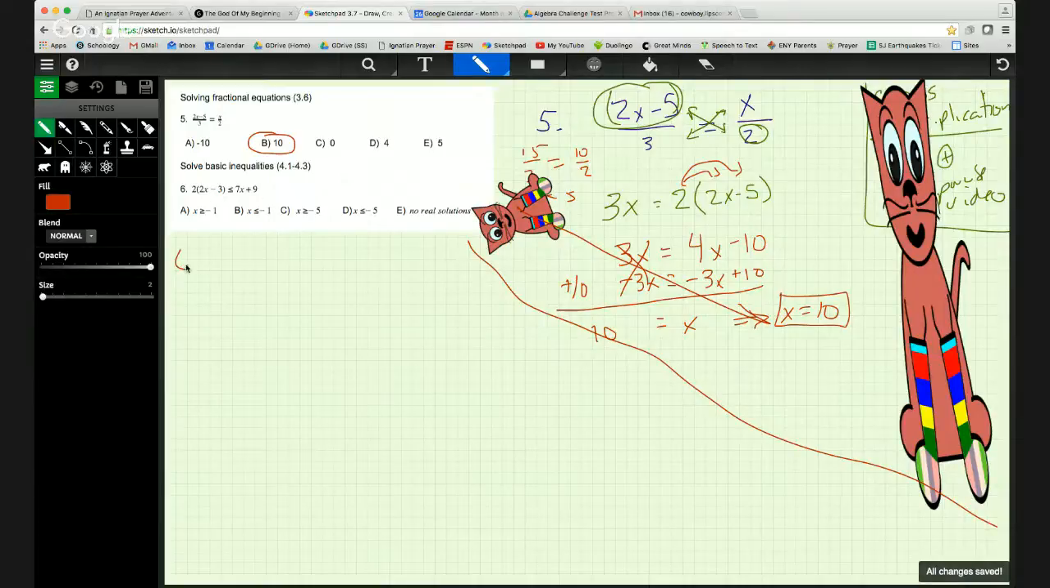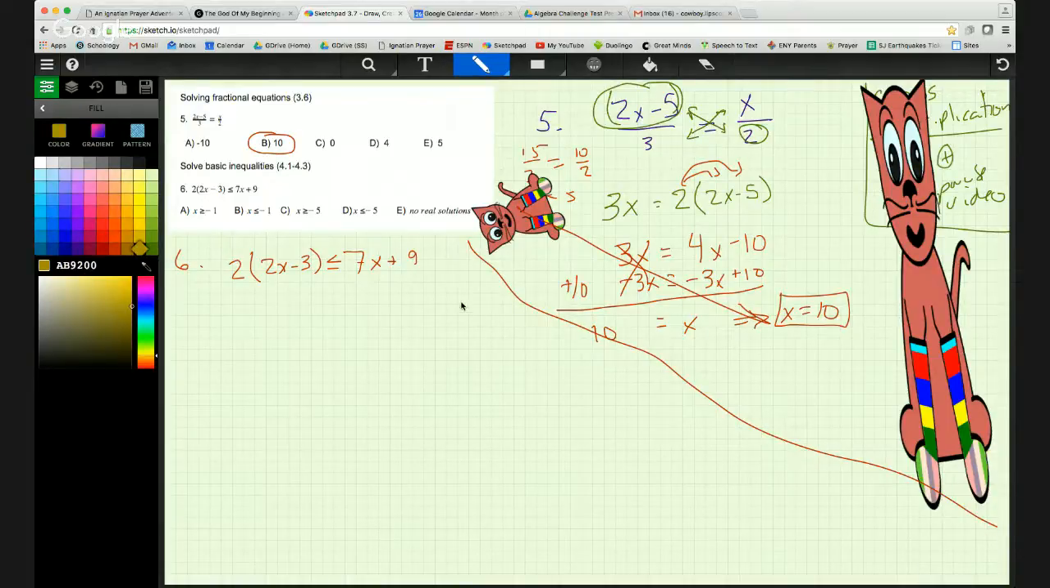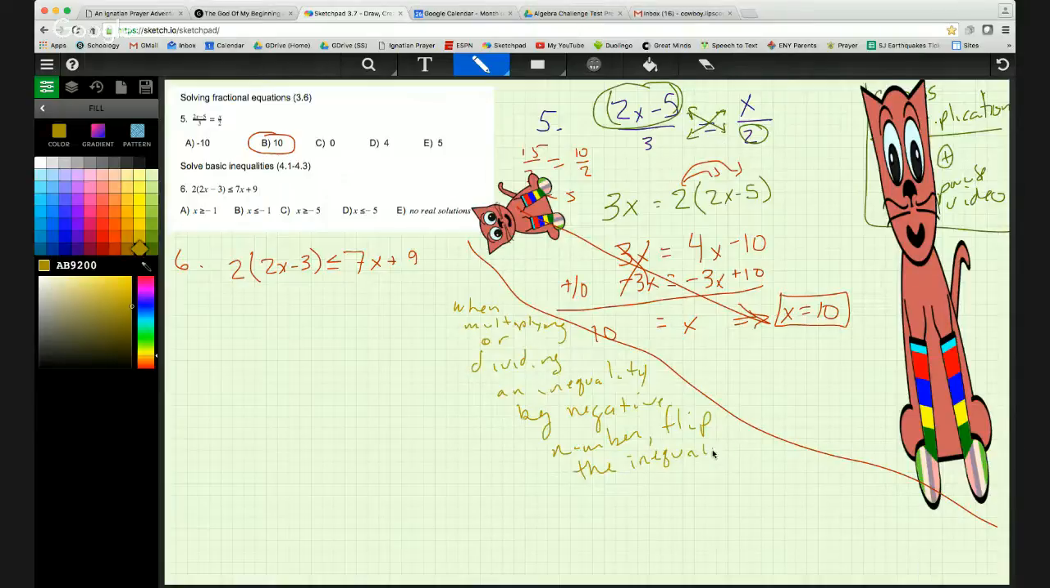We're going to finish up here with number 6. I want you to try this. These are inequalities, and they work almost the exact same way as equalities. On this problem, however, you're going to see one rule, and I'm going to give you a hint before you try it. When multiplying or dividing an inequality by a negative number, flip the inequality sign or inequality operator. That's my hint to you.